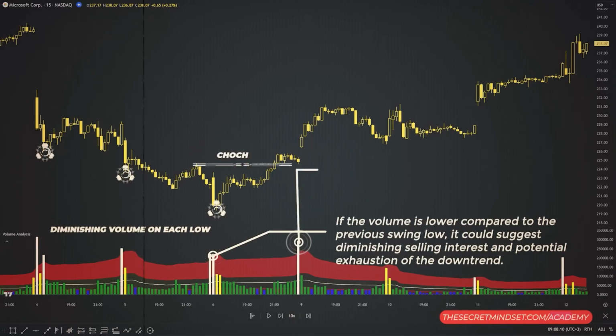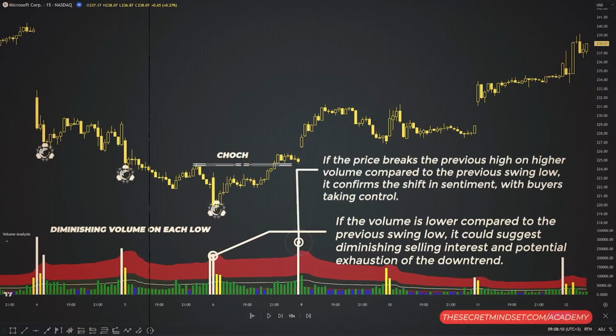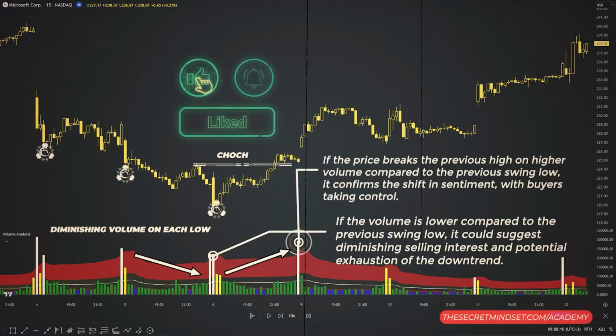The most critical phase is when price breaks above the previous major swing high. If the price rises above this level on higher volume compared to the previous swing low, it confirms the shift in sentiment, with buyers taking control.